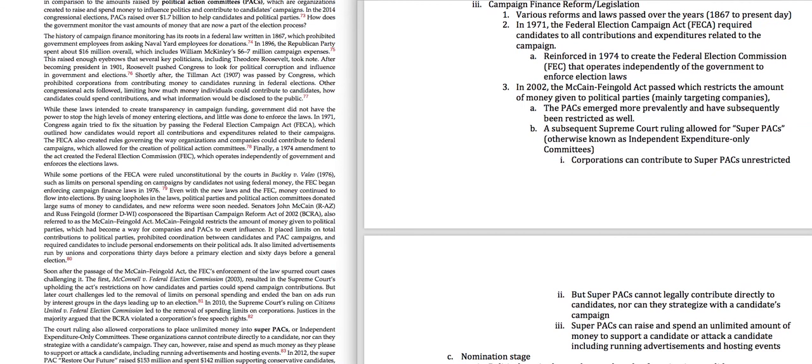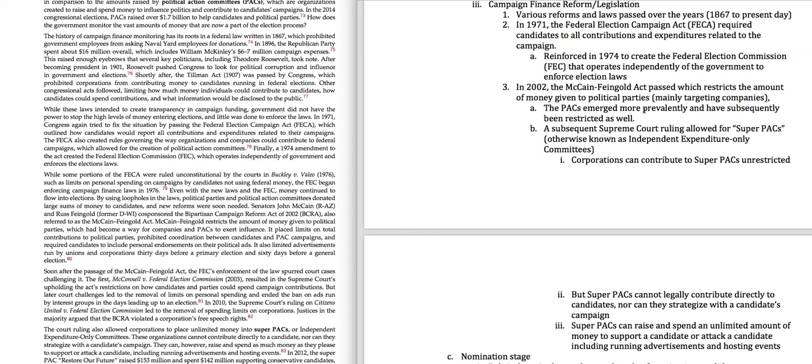Slide this slightly that way. There we go. In 2002, a big one, McCain-Feingold. McCain was a Republican senator. Feingold was a Democratic senator. McCain was a Republican senator from Arizona. He actually ran for president later. Feingold was a Democratic senator from, I was going to say Washington, but it's Wisconsin.